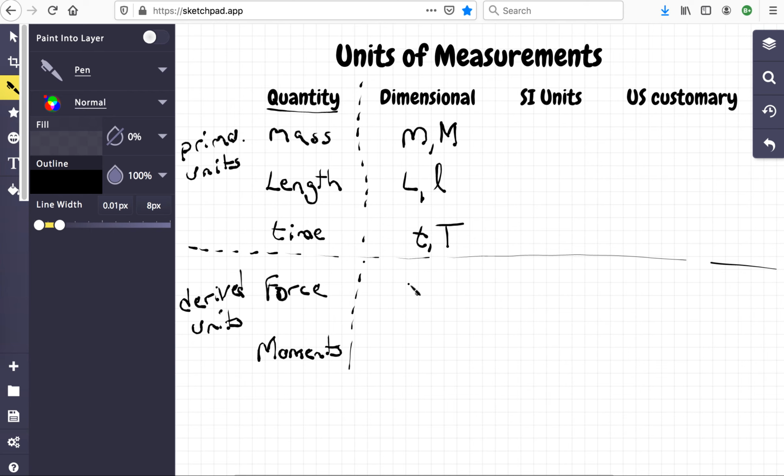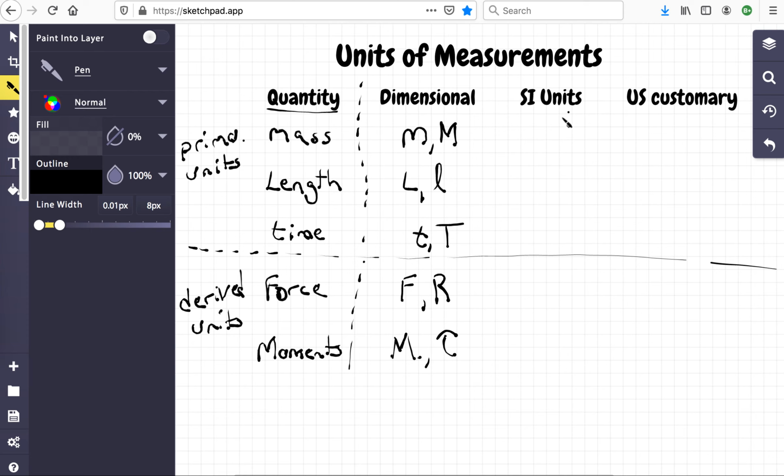For force, we would see an F, and sometimes an R, and R stands for resultant. For the moments, most of the time we would use a capital M. And sometimes you would see a tau for torque, but not so much in this case. We don't talk about torque. We talk about moments. We talk about bending moments in this.